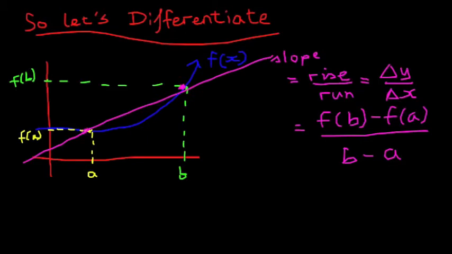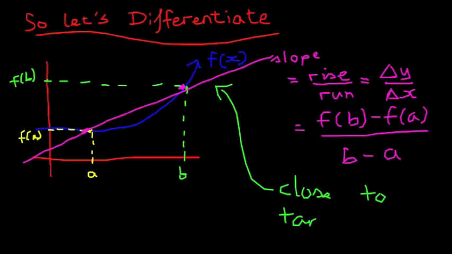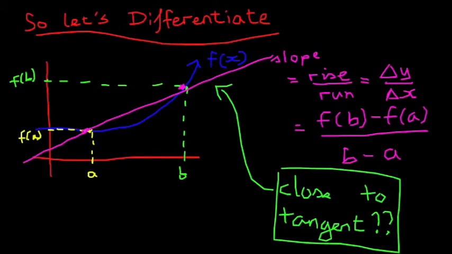So therefore we can get the slope of this line is equal to f of b, the height, minus f of a, divided by the length along the x-axis, which is b minus a. So the question is as follows. Is this line that we have drawn close to the tangent to the graph at x equals a? No, it really isn't, but it's an okay start. Well, we can make it a much better approximation by moving the point b a lot closer to point A.